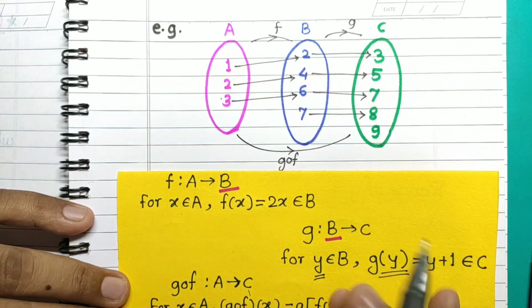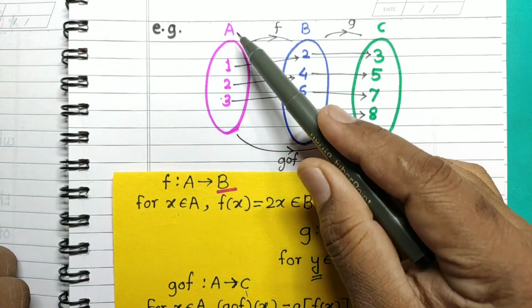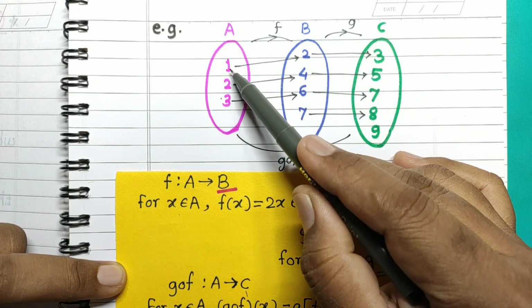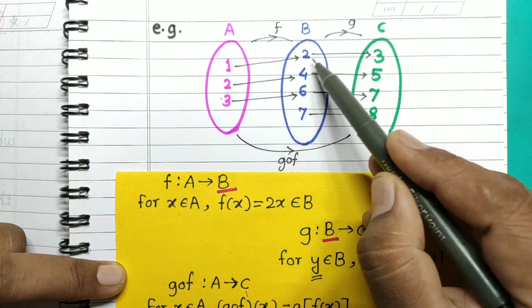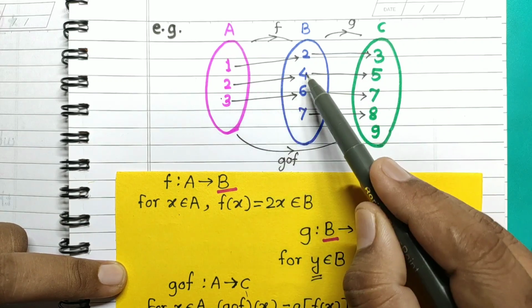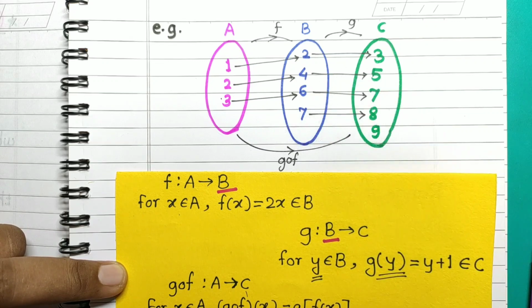Here you can easily observe this. Element 1 in set A, its image in set C is 3. 1 is doubled and again 1 is added to get 3. Then for element 2, it is doubled and again 1 is added to get image 5, and so on.